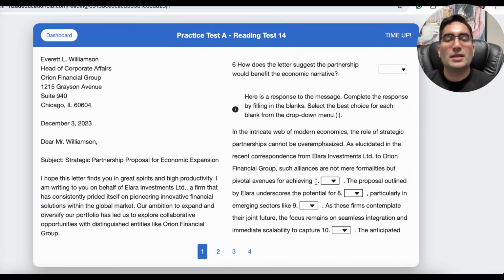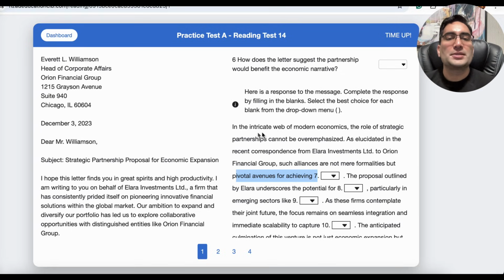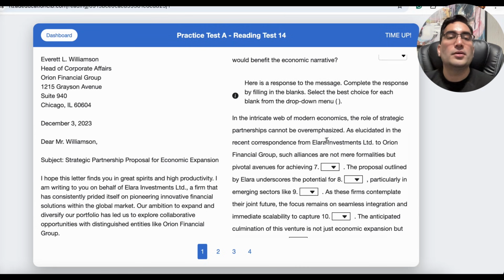Now, once we go to this part, which is responding to this comment, your friends are going to be two things. Number 1, it's the words before the gap, and number 2 is the tone. So I'll tell you what that means. Let's start here. In the intricate web of modern economics, the role of strategic partnerships cannot be overemphasized.